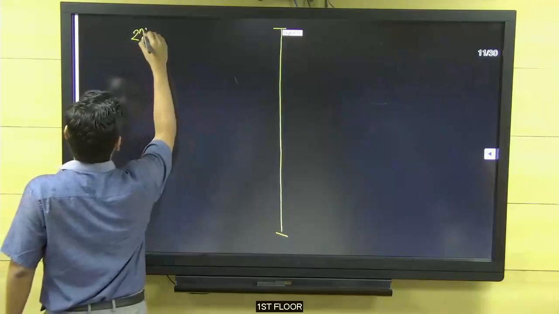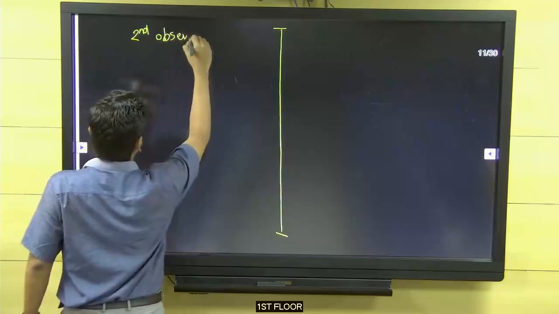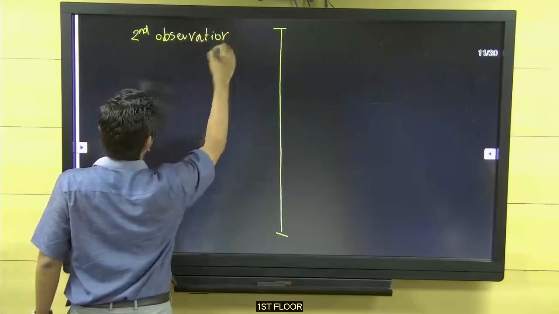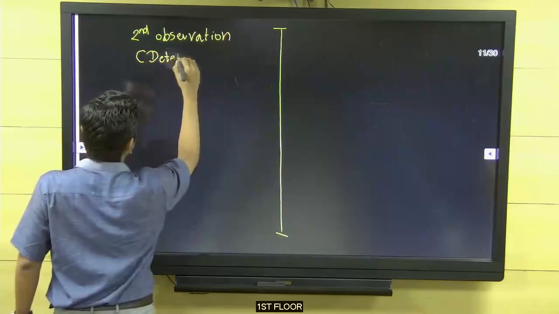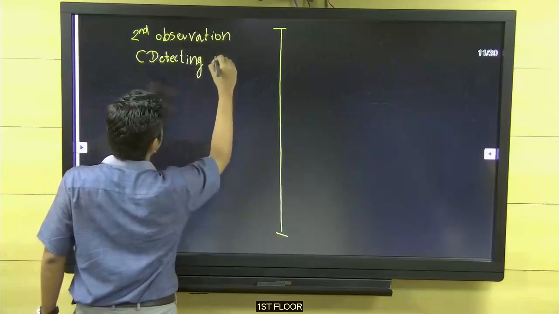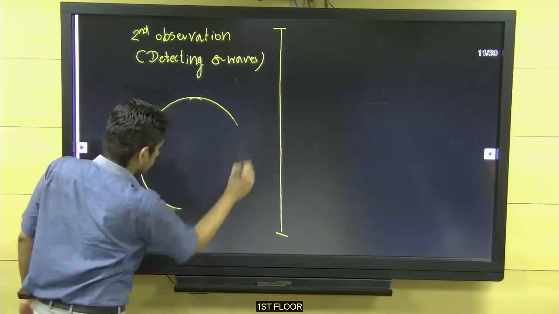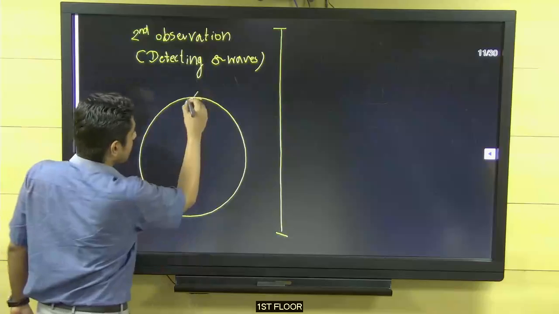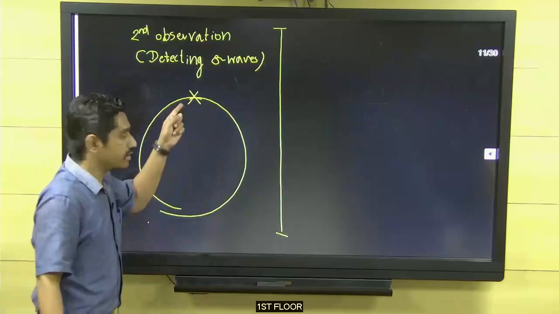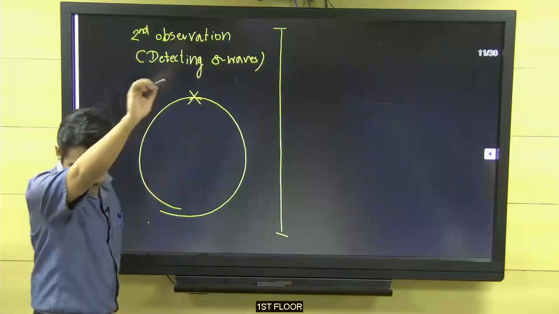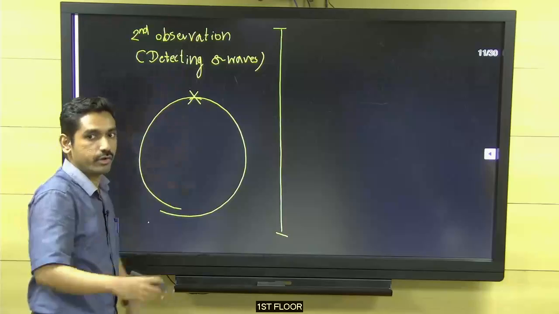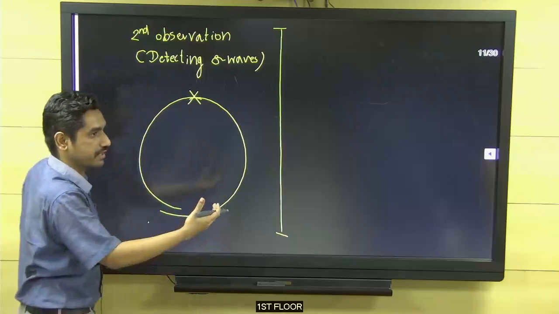Second observation, detecting S waves. Listen, focus. Point is Chile. See what happens from Chile. Listen, how do you actually draw and how do you come to the conclusion? This is not explained in NCERT, that's why.